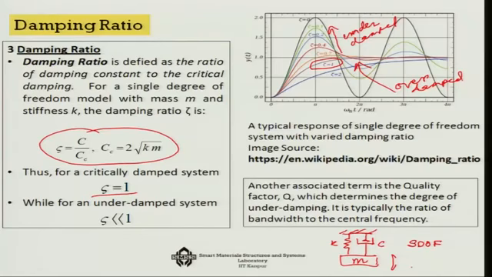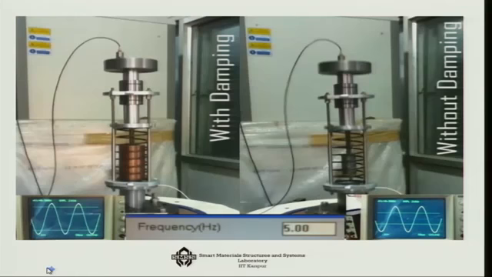In fact, the quality factor Q also determines the degree of under damping, which is typically the ratio of the bandwidth to the central frequency of the system. In the next slide, I will show you how the damping changes the response of a system. So, if you just look at this, there are two systems I have shown here.